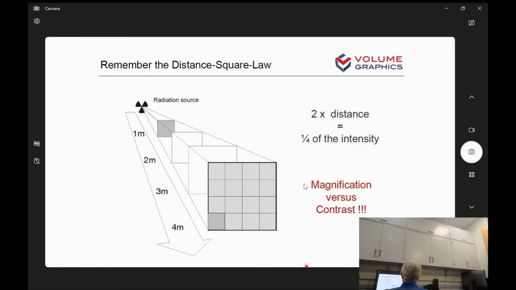We also want to remember the distance square law. And this is very important in the Versa. We can get the same magnification in the Versa with many different source object detector combinations. In general, to make faster scans, we want the source to object and object to detector distances to be as short as possible. Again, anytime we double the distance, we're quartering the intensity. So instead of having something take 1 second, now we double the distance and we're getting something that takes 4 seconds to acquire.